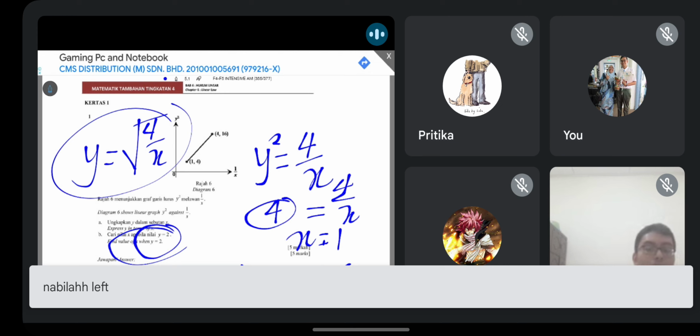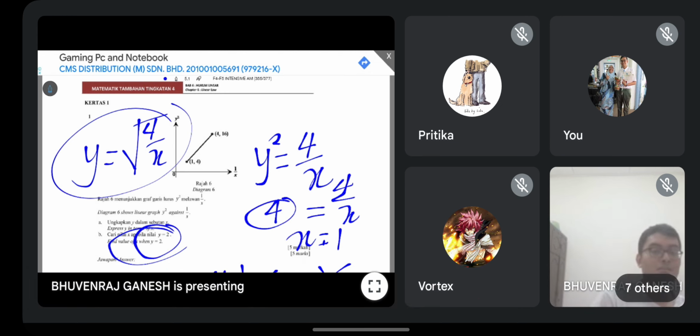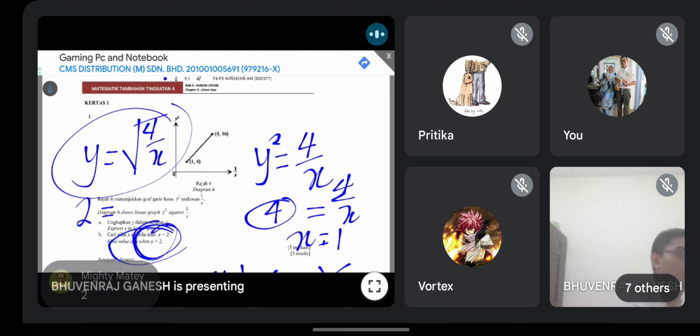What value of y should I put? Should I put 4 still for the left side? Yes, 2. Follow back the question. So it's 2 equals to square root 4 over x. Then you just solve by expand only, square both sides.